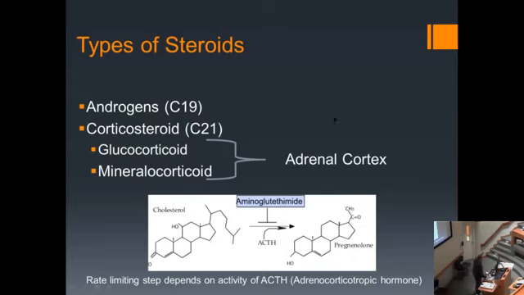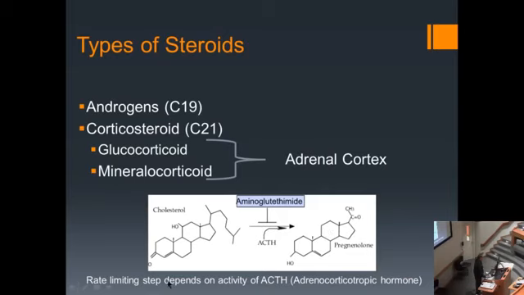Both of these are made within the adrenal cortex. Also remember that the backbone of steroids is cholesterol, and that's the building block molecule that the body uses to make these molecules. The first drug to be aware of is Aminoglutethimide. This essentially inhibits the conversion of cholesterol to Pregnenolone, which is the first step.